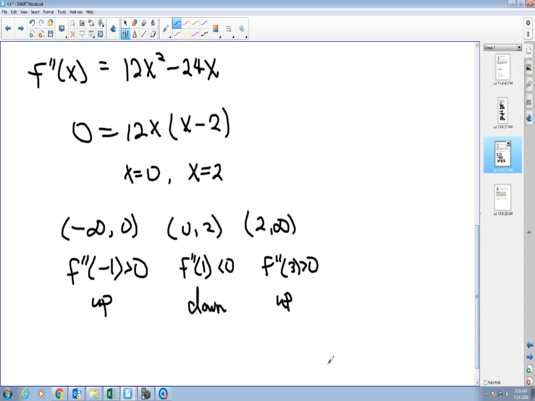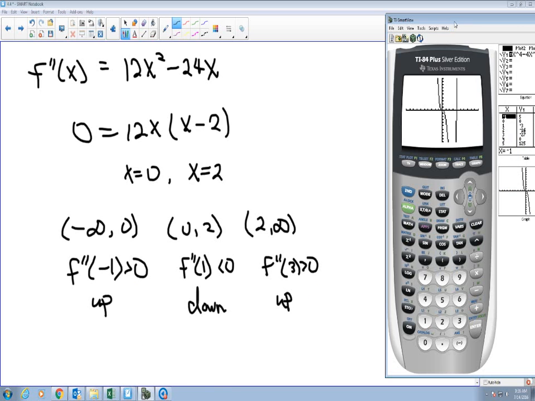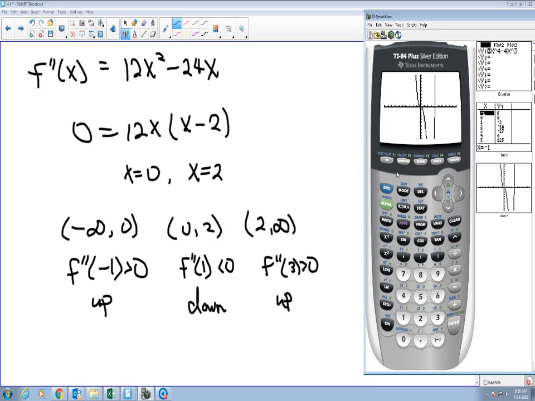Alright, so what that tells me is, let me look at the graph real quick. I'm going to make it a little bit smaller. Go from -5 to 5. I'm going to go down a little bit more to -30 to 10, so maybe I can see that bottom right there.